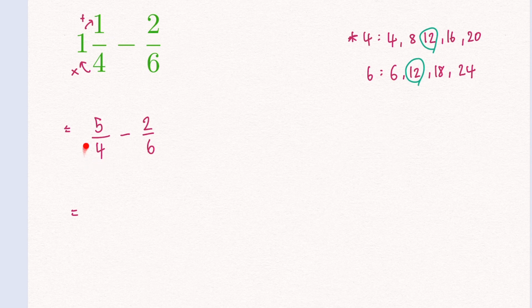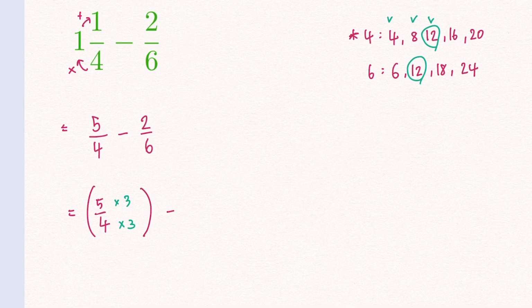What should we times the 4 by to make it become 12? We can see that 4 times 1 is 4, 4 times 2 is 8, and 4 times 3 is 12. So it means we have to times the 4 by 3. Let's write the first fraction, 5 over 4, and times both by 3 to make the denominator become 12. Then write the second fraction, 2 over 6, and you can see that for the 6, it is times 1, times 2 to get to 12, so you're going to times 2 to the numerator and the denominator.